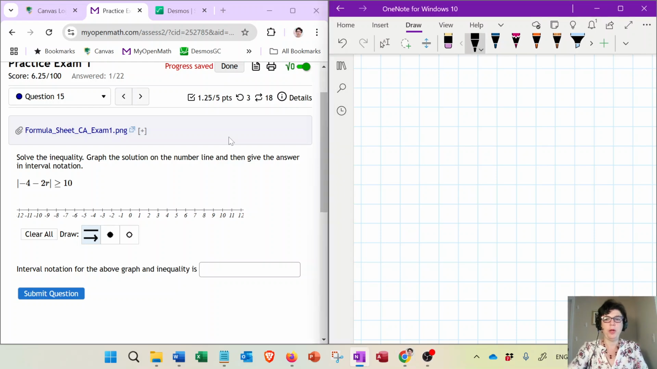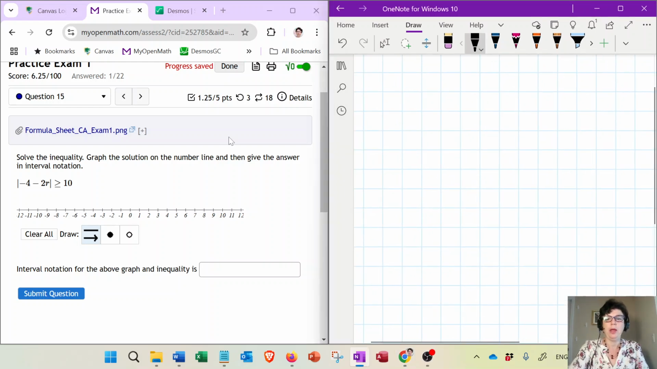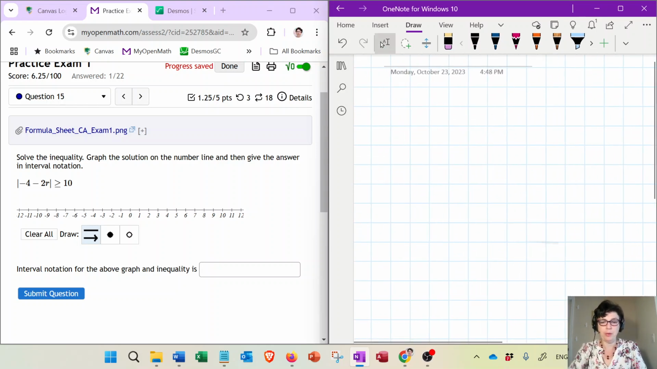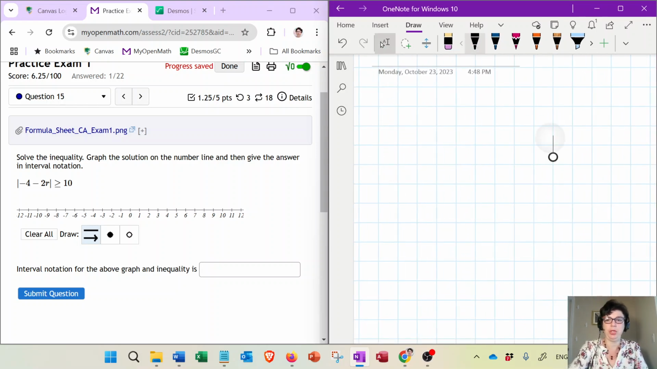In this video, we are going to take a look at solving inequalities with absolute value, but this time it's going to be the second case, which is when it's greater than. I've got the absolute value of negative 4 minus 2r greater than or equal to some number, in this case 10. So here we have to separate them into two parts.